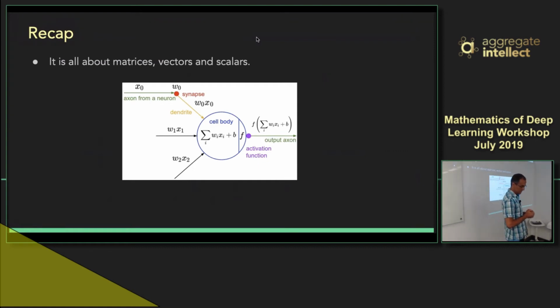A quick recap from last time. We saw that everything in deep learning is about tensors and scalars and matrices and matrix multiplication, and basically matrix manipulation and linear algebra. And that's why we spent the whole sessions last time on talking about different things in linear algebra.